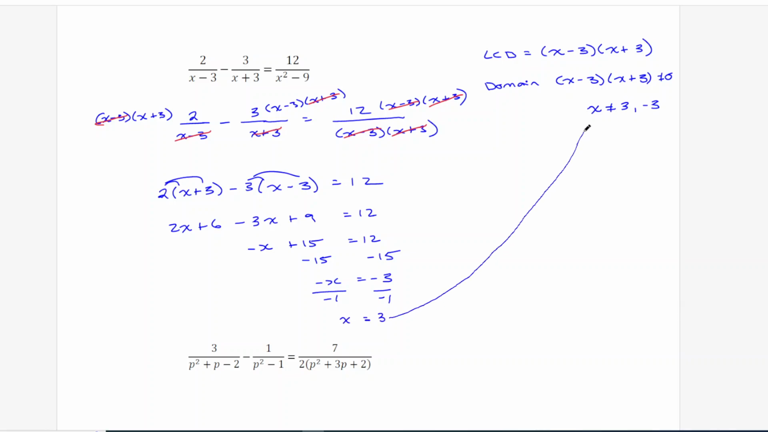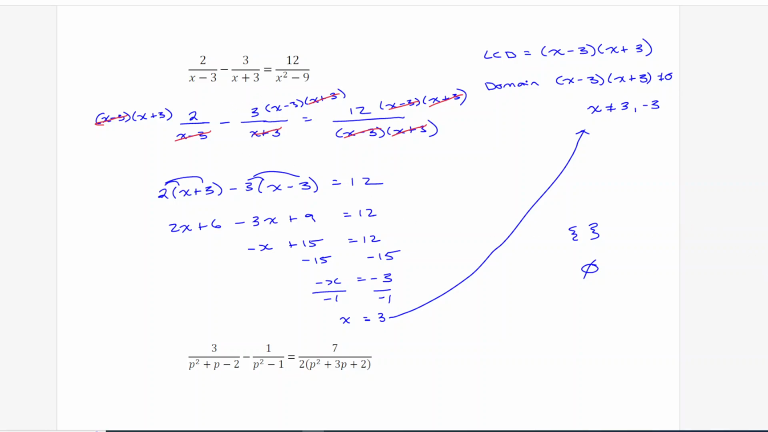Last step, check it with your domain. Since x cannot equal 3, and this is my only proposed solution, that means that this question is destined to fail. There are no solutions to this problem. I had to reject my only proposed solution. You can either do an empty set bracket, or you can put your null sign. Okay, which means no matter what I put in for x, nothing will make this equation true.